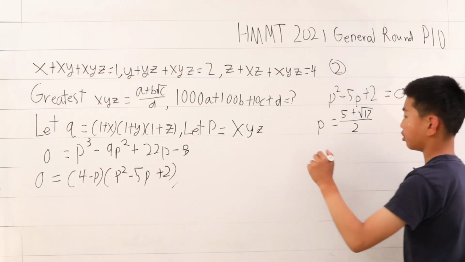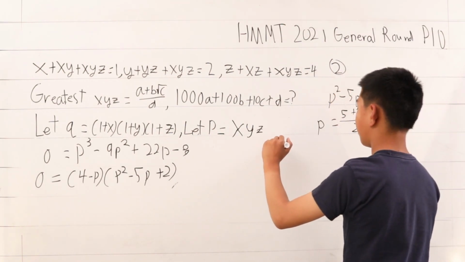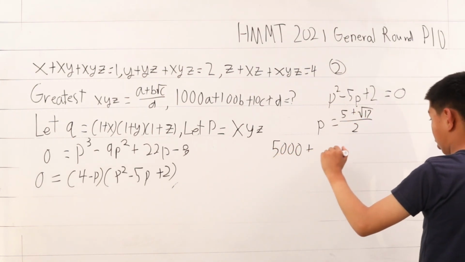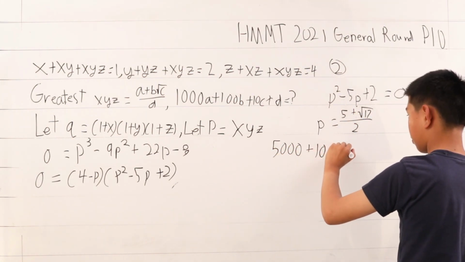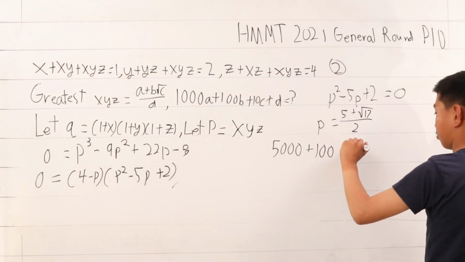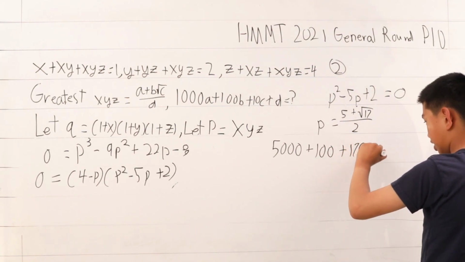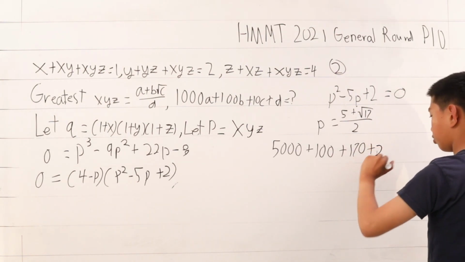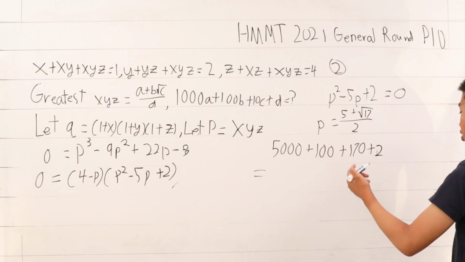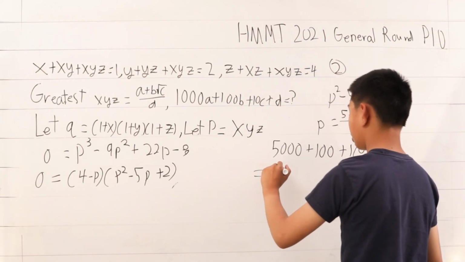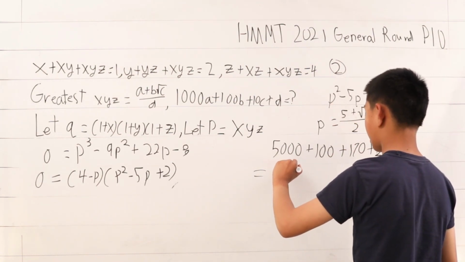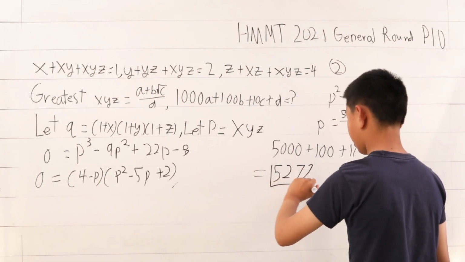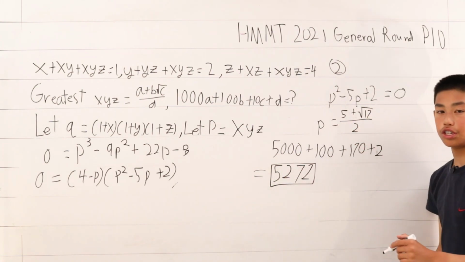So we have all four numbers. A is 5, so 5,000 plus B is 1, so 100. C is 17, so plus 170. And D is 2. So 5,000 plus 100 plus 170 plus 2 will yield our answer, or 5,272. So we have solved this problem.